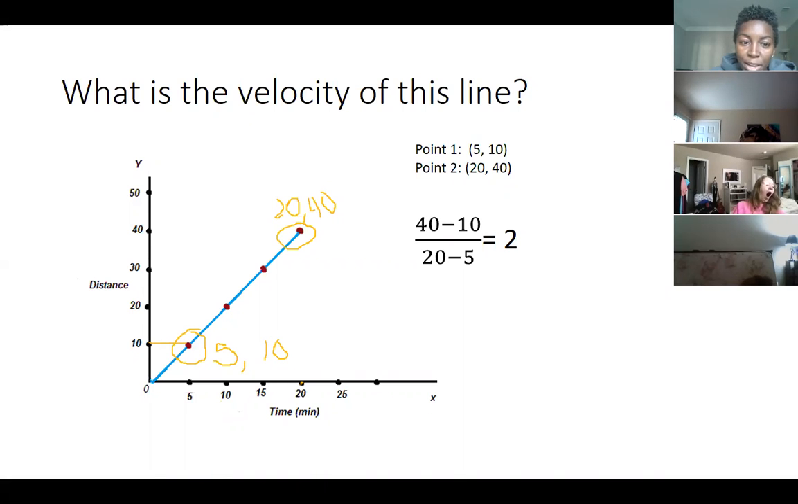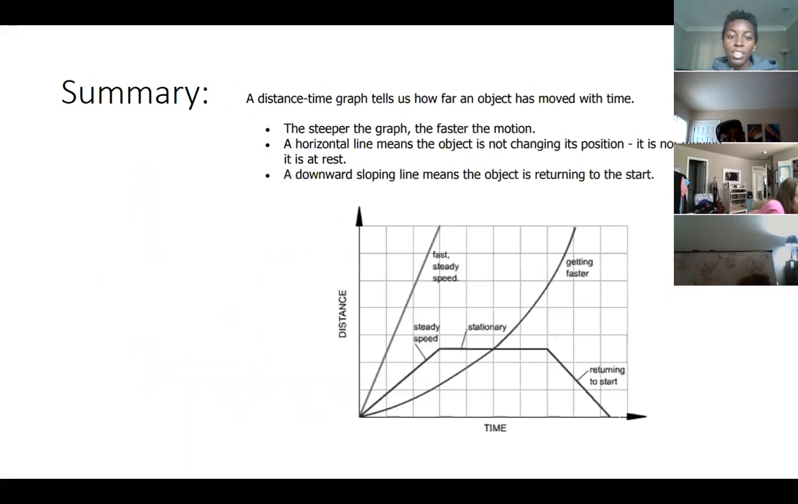And again, it doesn't matter. I could do the same thing. I could use this 20 and 40 and use 0, 0, which would be super easy as well, because this would be 40 minus 0 and 20 minus 0. So it still would be 40 divided by 20, which is still 2. All right, so let's review what we talked about last Thursday. That was a long time ago.